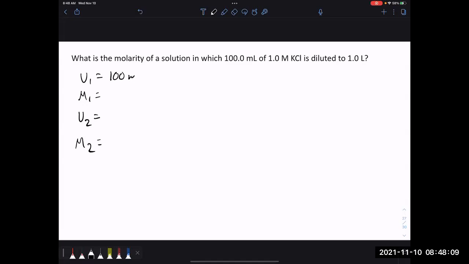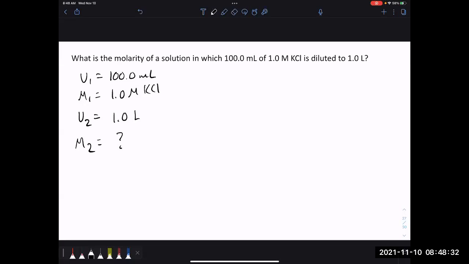So what is the molarity of a solution in which 100 milliliters of 1 molar potassium chloride is diluted to 1.0 liters. And then molarity, again, is the question that we're trying to answer, or the variable that we're solving for.